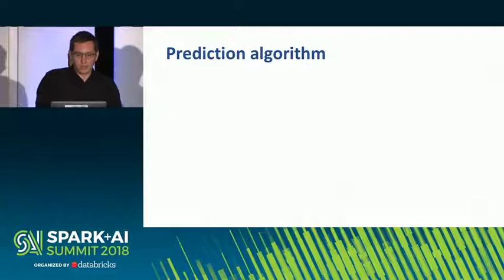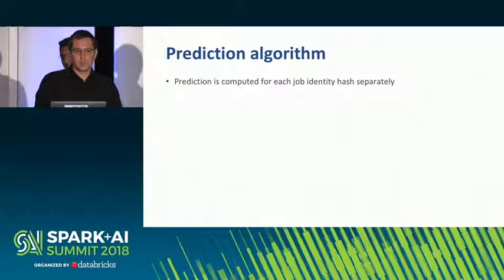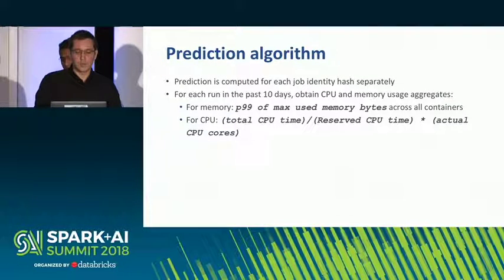And now let's look into the prediction algorithm. Predictions are computed for each job identity hash separately. For each run in the past 10 days, we obtain CPU and memory usage aggregates. For memory and CPU, we are doing this a bit differently. For memory, we take P99 of max used memory bytes across all the executors which ran on the application.